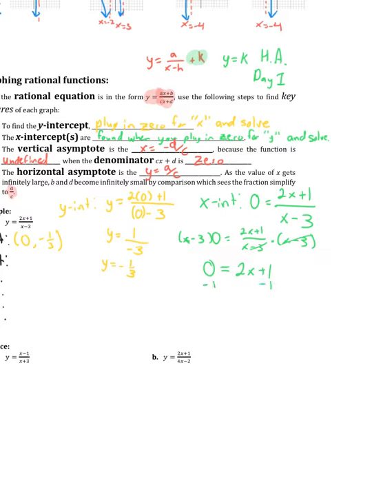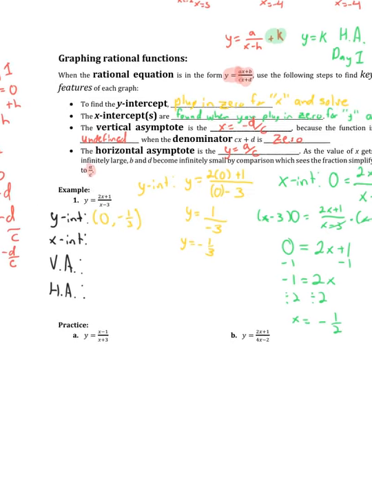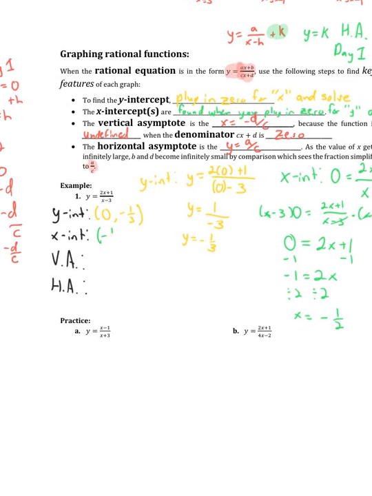And then I can go ahead and subtract 1 from both sides. I get negative 1 equals 2x. Divide both sides by 2, and I get x equals negative 1/2. So that's the x value of my x-intercept, but my x-intercept itself is going to be the point negative 1/2, comma 0, because I plugged in 0 for y to find it.